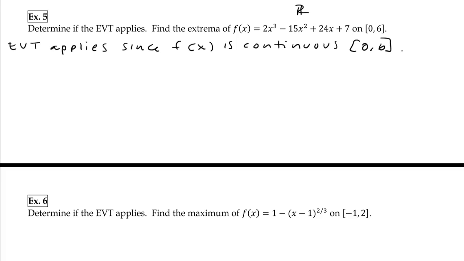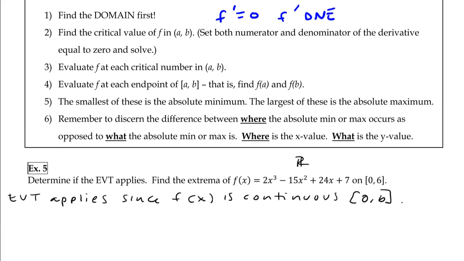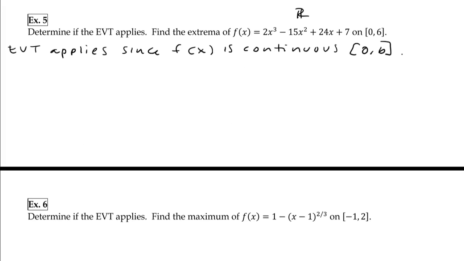Okay, yes, EVT applies. What does EVT do? It guarantees an absolute max or min. They asked us to find them when they say find the extrema. Okay, we're going to follow those steps up above. It said, did we identify our domain? We did that. Okay, what was the next step? Going through these, find the critical numbers. So we're going to find the derivative and set it equal to 0. Okay, so let's go ahead and find the derivative. So the derivative is going to be 6x squared minus 30x plus 24.